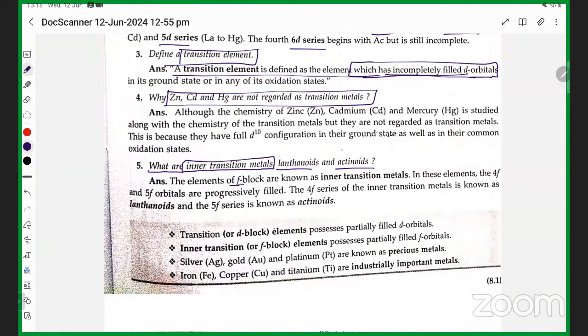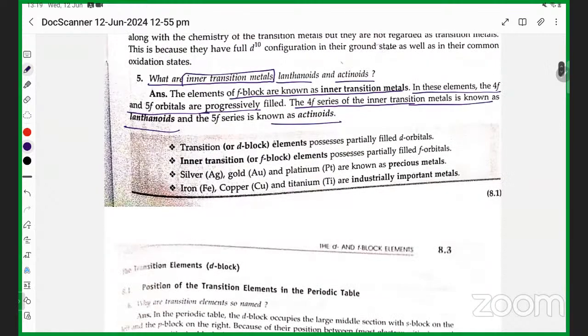So that is the f block. F block elements are inner transition elements. In these elements, the 4f and 5f orbitals are progressively filled. The 4f series of the inner transition metals is known as what? Lanthanides, and the other is actinides.